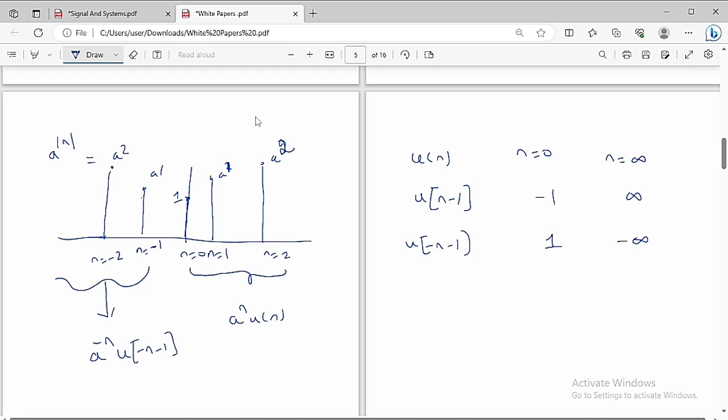You have to add plus 1, sorry. We have to add plus 1 here because of n minus n naught. So n minus n naught means I have to add 1 to 0 and infinity.